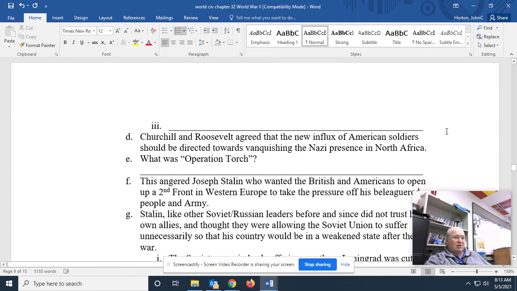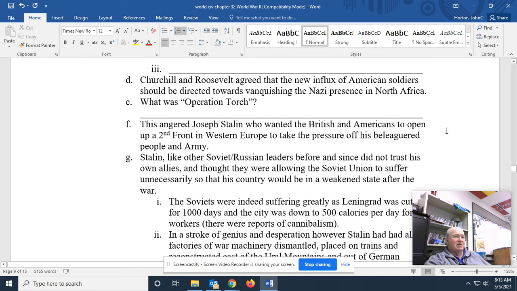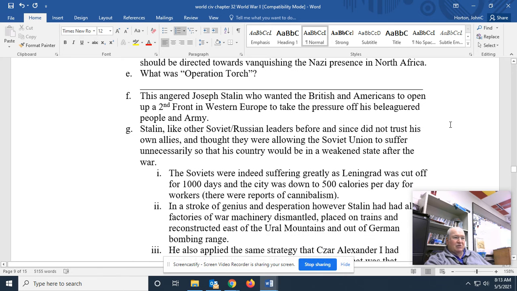Churchill and Roosevelt agreed that the new influx of American soldiers should be directed towards vanquishing the Nazi presence in North Africa. This was called Operation Torch, liberating North Africa from the Nazis. That angered Joseph Stalin because he thought that the British and Americans were dragging their feet. I mean, you have to remember that the Soviet Union, and this will be on your test as well, suffered more than anybody else in World War II. That's one thing that can't be denied.